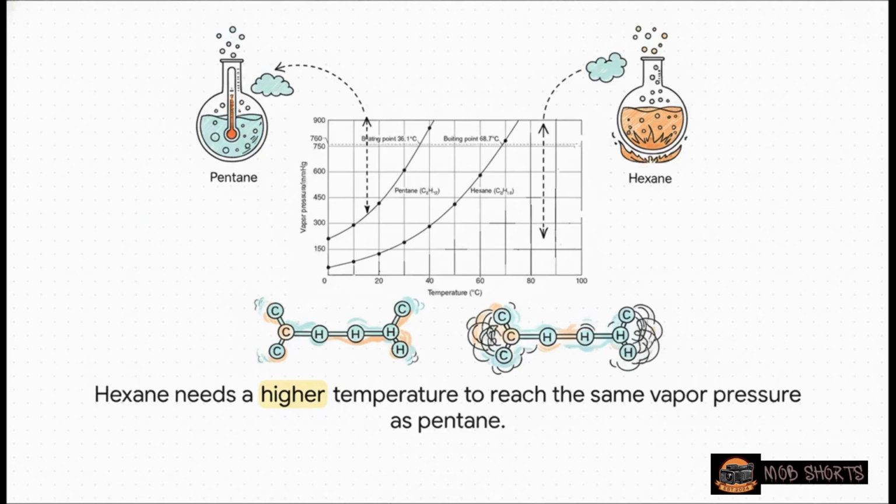It shows vapor pressure on the y-axis and temperature on the x-axis. Now, boiling happens when that vapor pressure hits the atmospheric pressure. That's that dotted line near the top. Notice how the pentane line hits it at about 36 degrees? But look at hexane. You have to heat it all the way up to almost 69 degrees to get it to boil. This graph is literally a picture of hexane's stronger intermolecular forces at work.